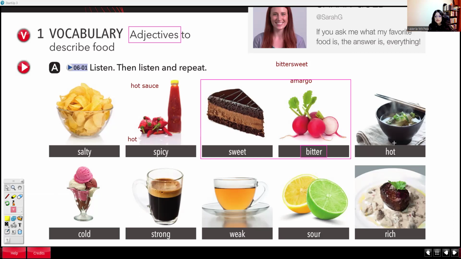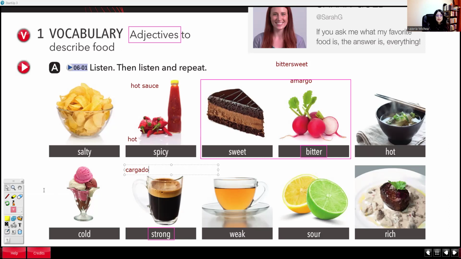All right, then we have hot, not talking about spicy, but hot when it's burning, especially with this steam that you can see. Then we have cold, which is the opposite of hot. Then we have strong. What does strong mean? Fuerte, or also we can say cargado. Especially when we talk about coffee, it's common to say un café cargado, or a tea also.